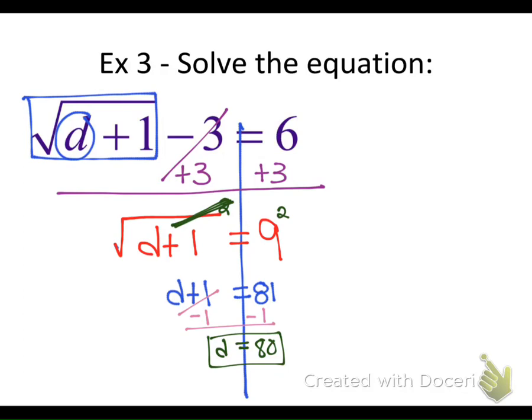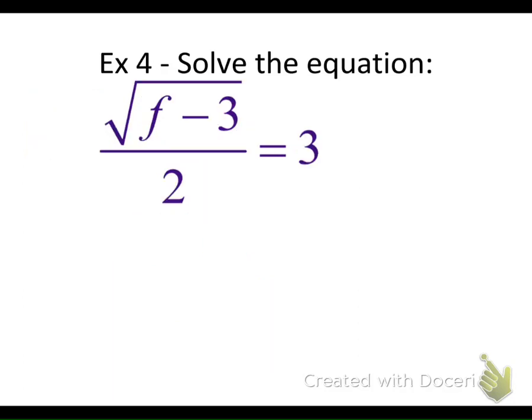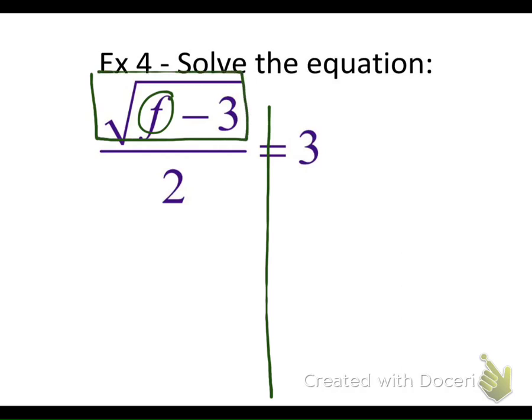All right, let's look at example number 4. Okay. So now we have the square root of f minus 3 divided by 2 equals 3. So we're going to circle our variable, draw our line of equality, and then I'm going to box only my square root.